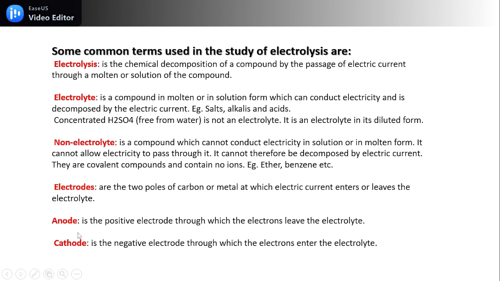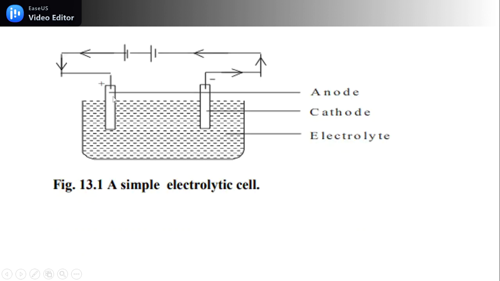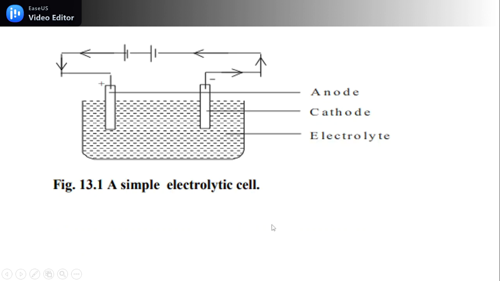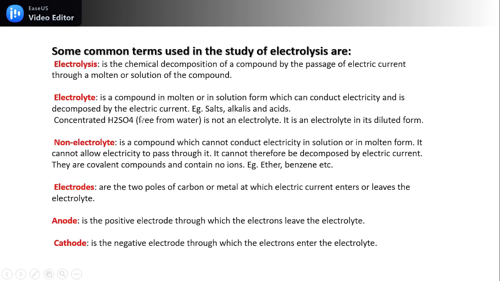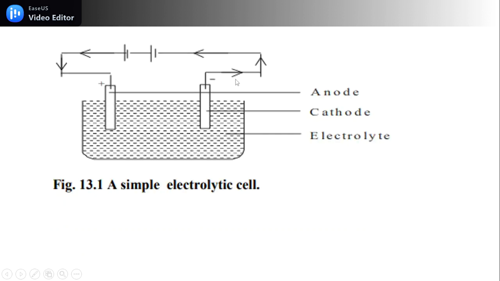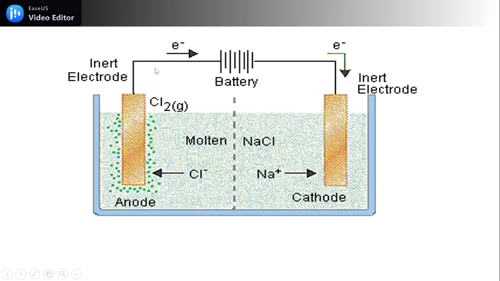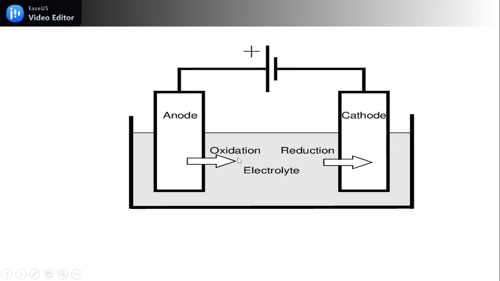These are the electrodes, which are the anode and cathode electrodes. We should note here that the anode is the positive electrode, can you see it here, through which the electrons leave the electrolyte. It means electrons leave the electrolyte through the anode, while the cathode is the negative electrode through which the electrons enter the electrolyte. So we have the same illustration here.